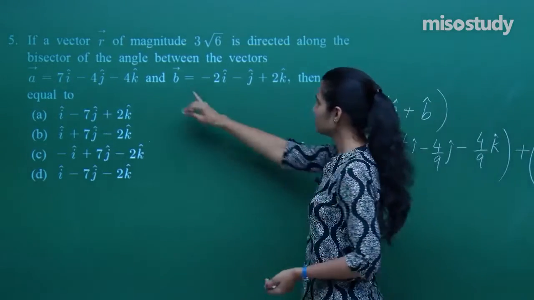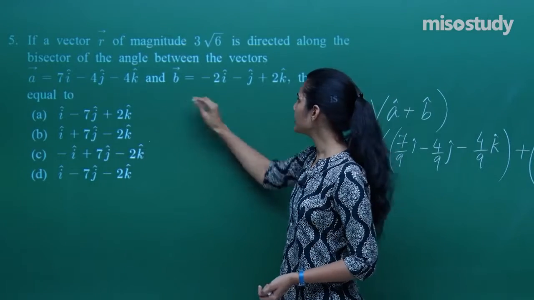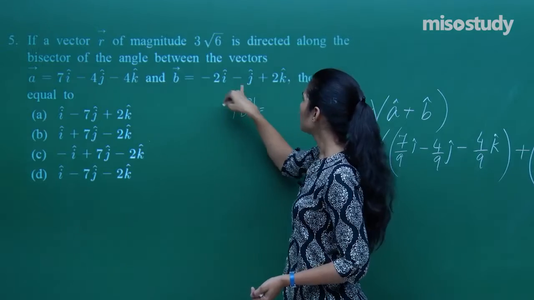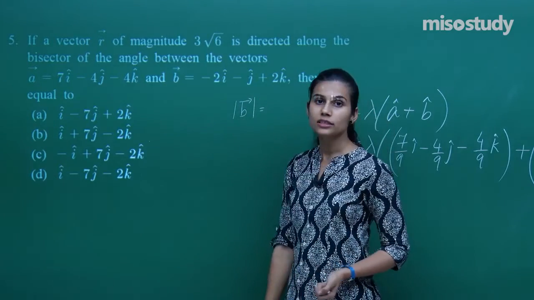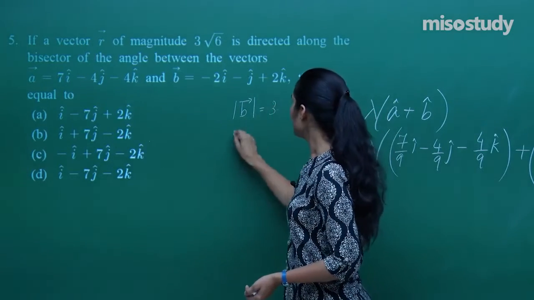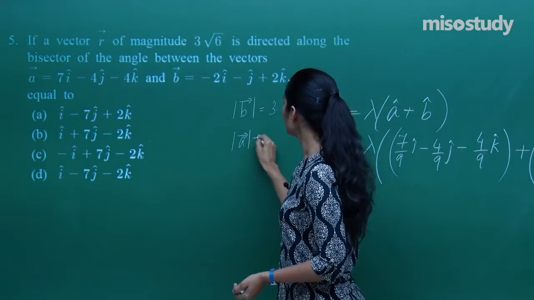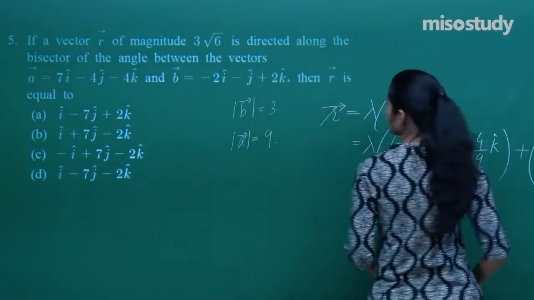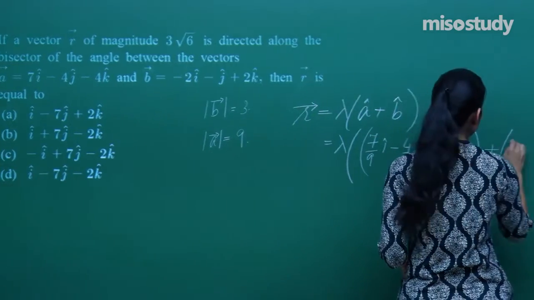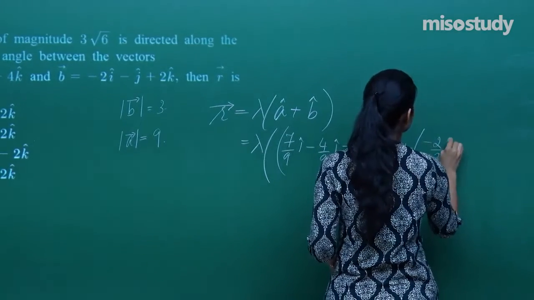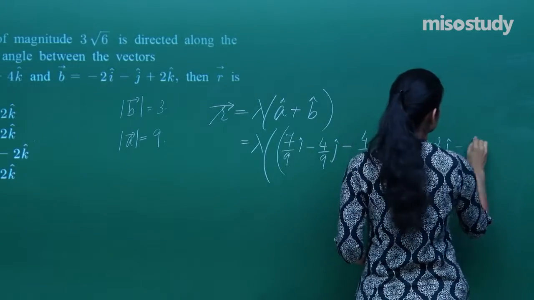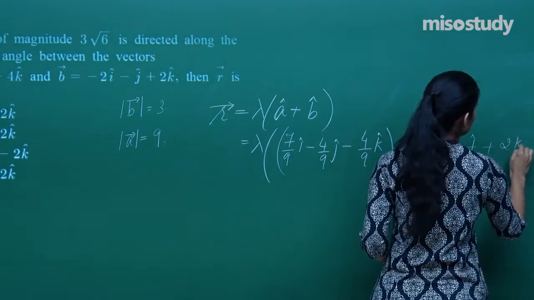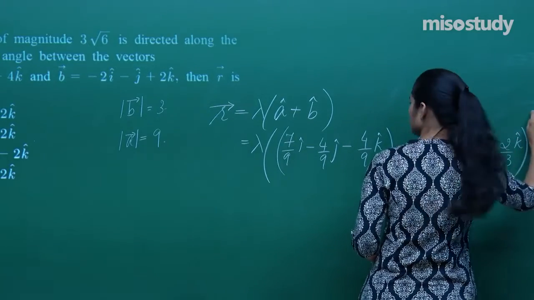plus, this is B vector. What is magnitude of B vector? Under root of 2 square plus 1 square plus 2 square, which is under root 9, that is 3. And magnitude of A vector we just found was under root 81, which is 9. So here you have 3 with you. B cap will be minus 2 by 3 i cap minus j cap by 3 and plus 2 by 3 k cap.